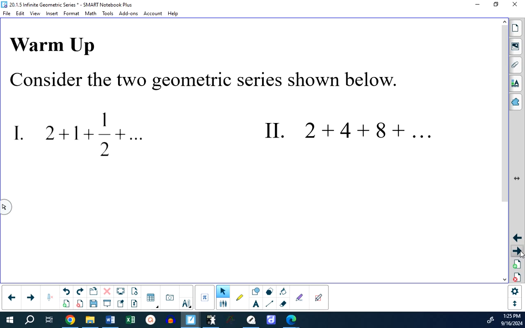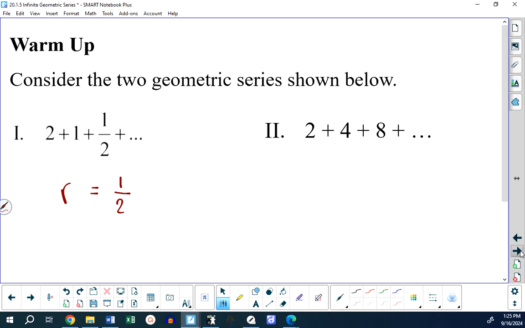To begin with, as a warm-up, I'm giving you two series. Convince yourself that they are geometric. And if you can convince yourself that they're both geometric, then you ought to be able to write the value of the common ratio. Common ratio is 1/2 here. Would you agree?